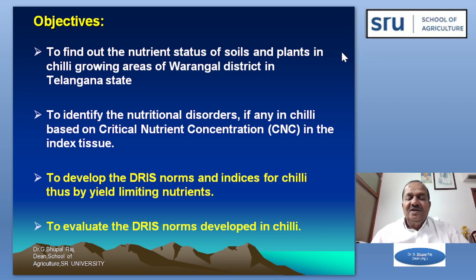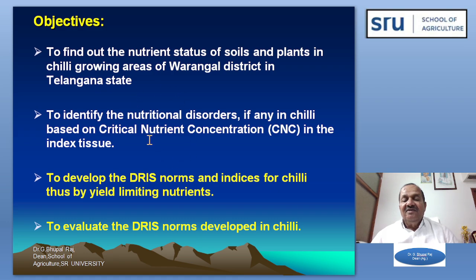So the main objective is the chili crop. The work we have taken in the southern Telangana zone consists of the Warangal district and Medak district. To find out the nutrient status of the soils and plants, we found out the nutritional status of the chili growing areas in these districts. Also, we have derived the critical nutrient concentration and refined the critical nutrient concentrations.